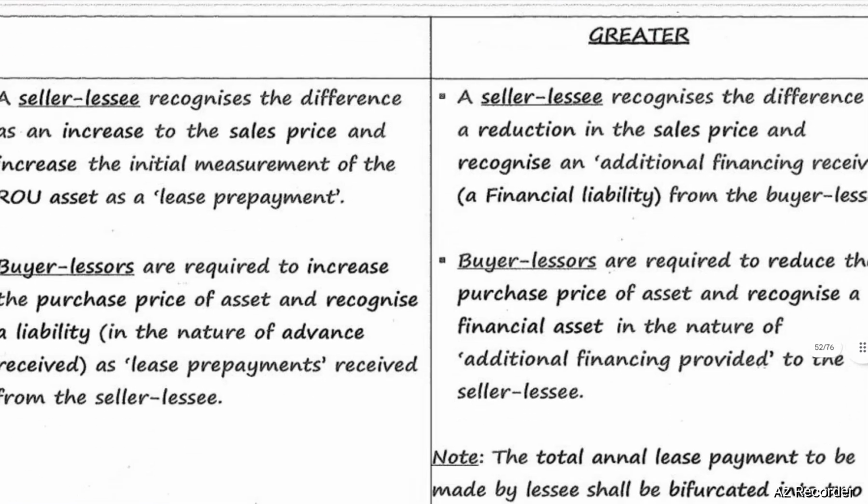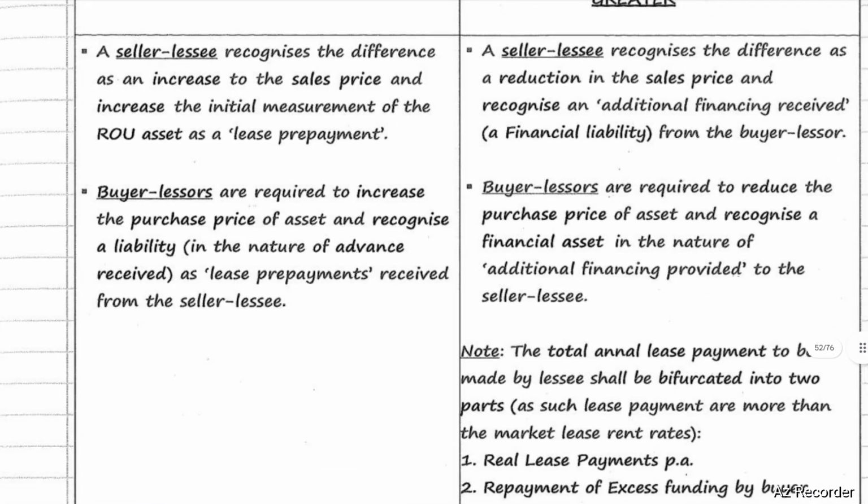then the seller lessee recognizes the difference as an increase in the sale price and increases the initial measurement of the ROU asset as a lease prepayment. Buyer lessors are required to increase the purchase price of asset and recognize the liability in the nature of advance received as lease prepayments received from the seller lessee.